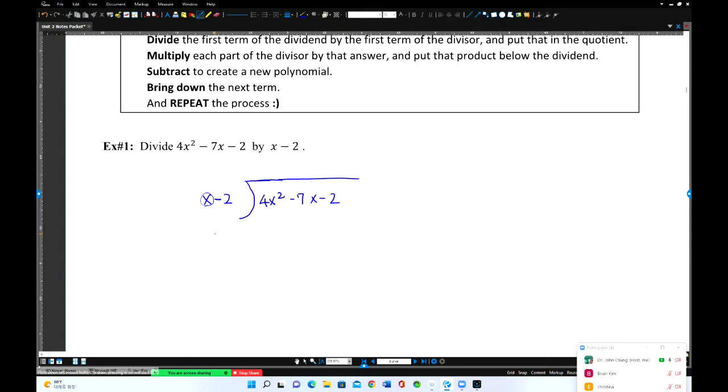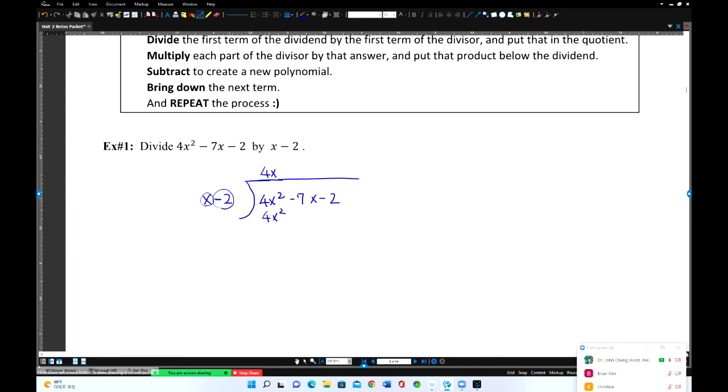You have to find how many x there are. 4x squared divided by x is 4x. You multiply 4x there, you'll get what? 4x times x is 4x squared. When you subtract, it's going to be out. You are done with that, but we still have additional terms over here. So we have to take care of this one too. We cannot neglect this one.